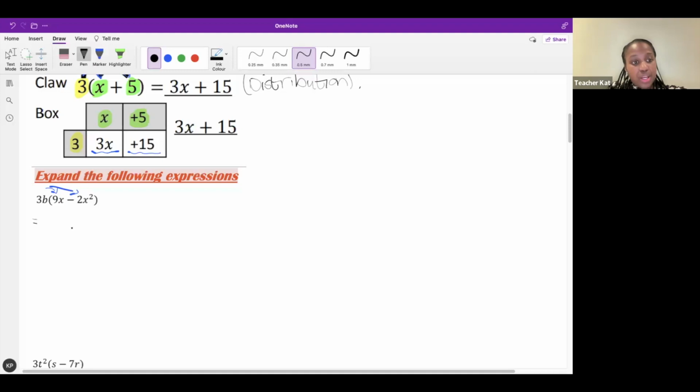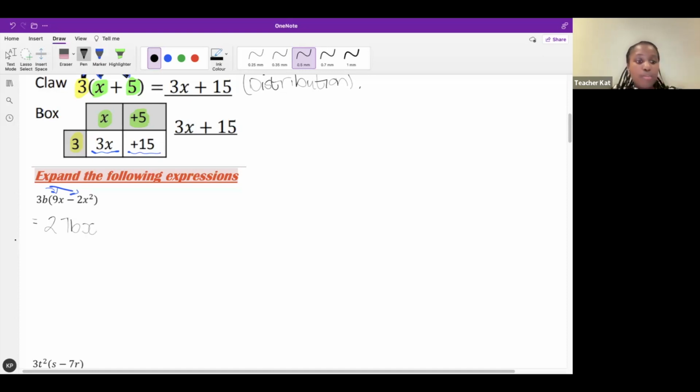Equals, okay. So the first one is going to be, what's 3b times 9x? Let's start with symbols. They're both positive, so then my answer will be what? If they're both positive and I'm multiplying, that means my answer will be positive. Thank you, Logan. Then let's go on to numbers. 9 times 3. What is 9 times 3? 9 times 3 is, nice, 27. And b times x is just bx.